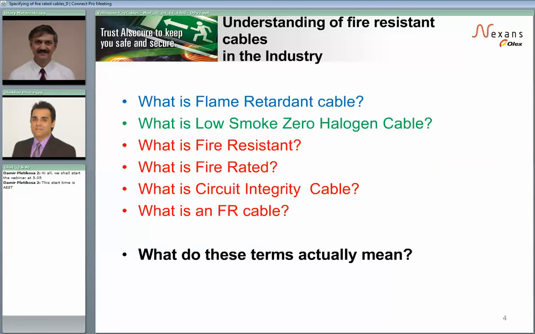Now, in order to understand this concept of fire-rated cables, we've just put up a few questions there, which is, what is flame retardant cable? What is low smoke zero halogen cable? What is fire-resistant, fire-rated? What is circuit integrity? And what is an FR cable? You may notice that the bottom 4 are in a certain color, the red color. The above 2 are in a different color. Now, from the colors we draw the reference that it's implied that the ones in the same color actually mean the same thing, and the other 2 cables are different.